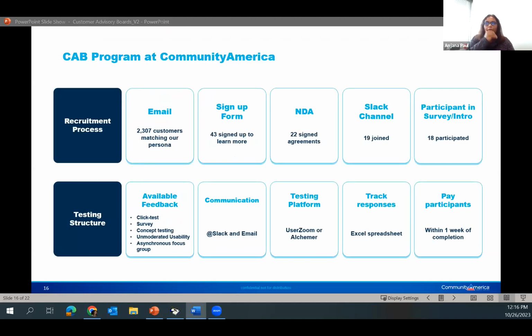So here's what the process looked like that we followed for our program. This is the recruitment process. We identified about 2,300 of our customers that matched our persona to recruit via email. We sent one email to these individuals, with the plan to follow up with a second one if need be.